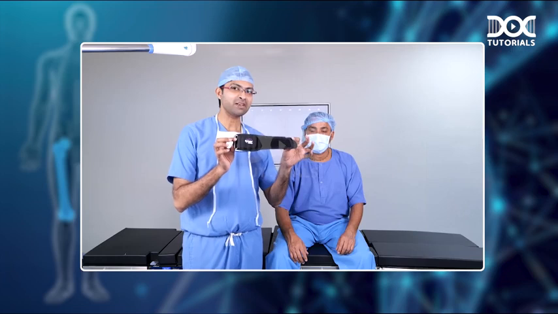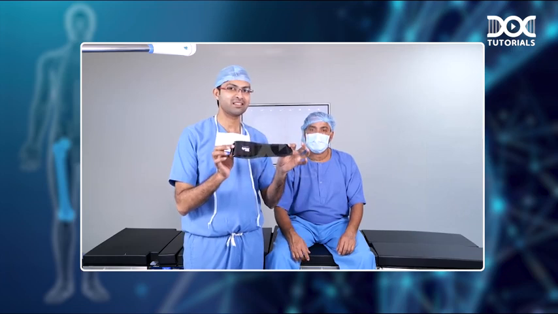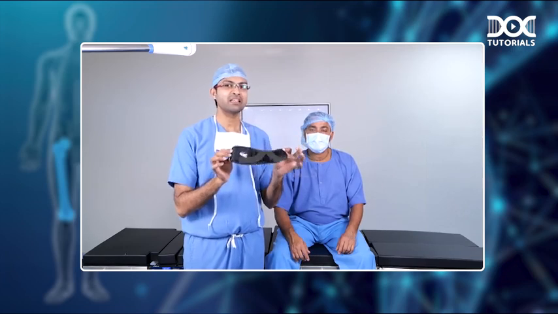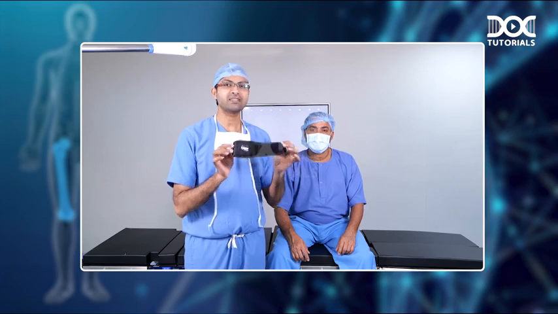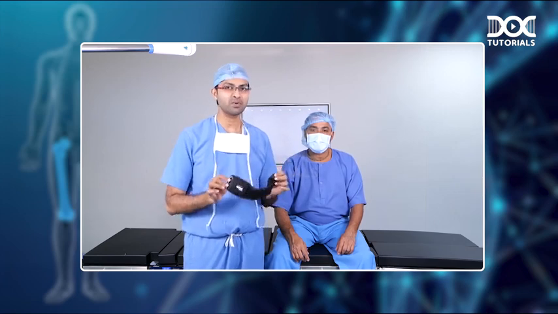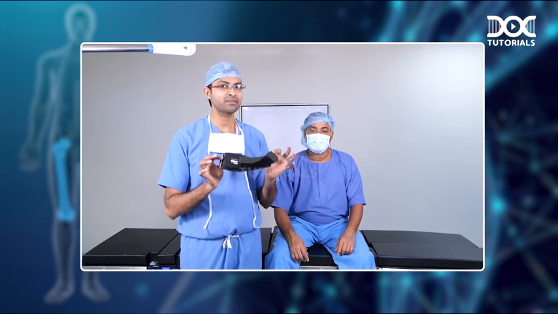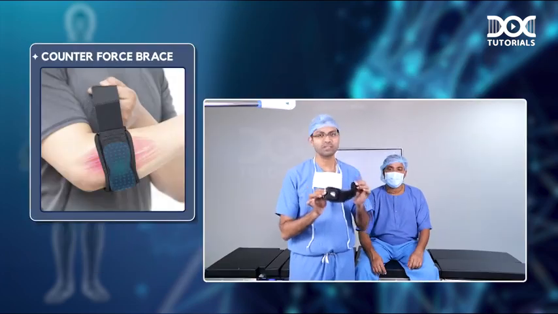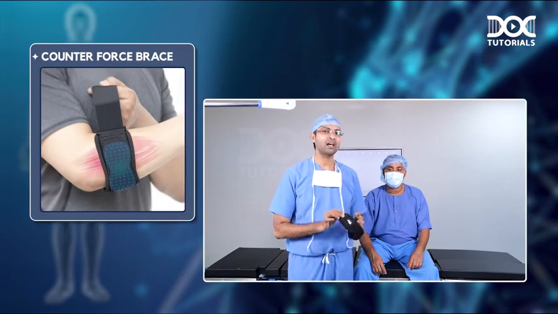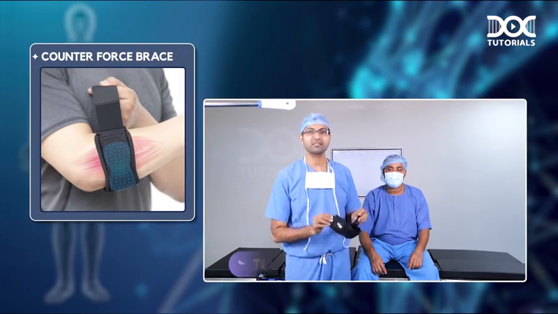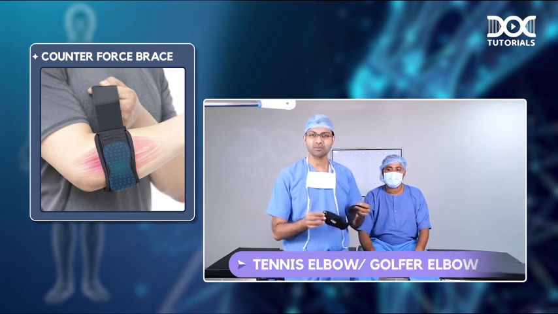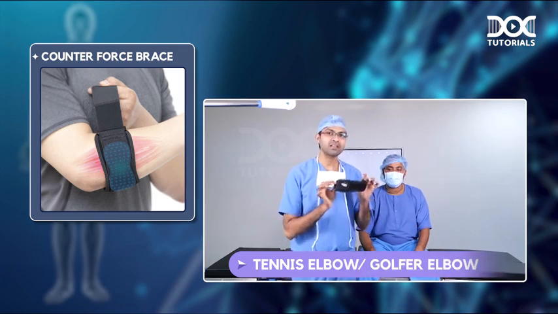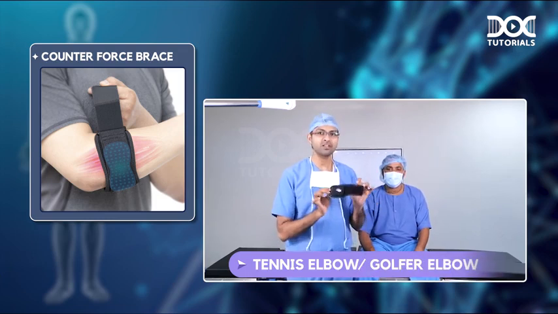Now can you identify this brace? This is a very simple brace which we use for conditions like tennis elbow and golfer's elbow. Do you know what it's called? It is called the counterforce brace. I know this is popularly called the tennis elbow brace or the golfer's elbow brace, but the scientifically correct actual name is counterforce brace.